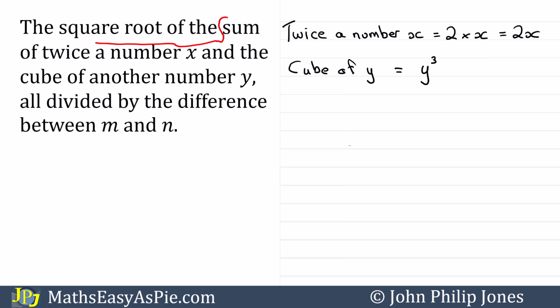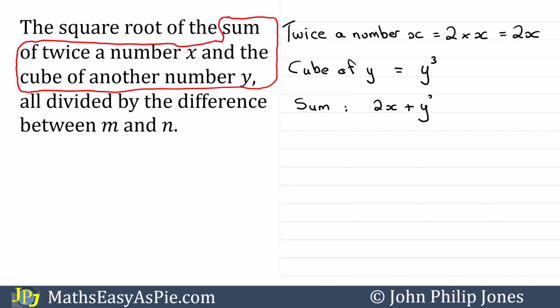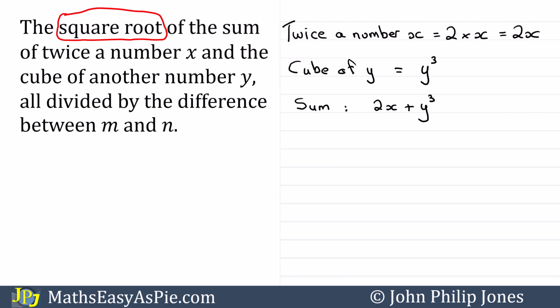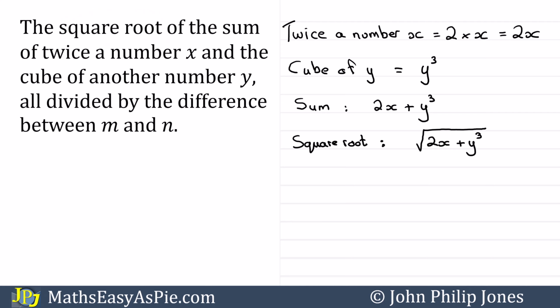Now, I'm going to highlight this in the text, and you can see it says sum of twice a number x and cube of another number y. And therefore, this sum we know is the 2x plus the y cubed. Of course, if you refer to the text, you can see we've got the square root of this sum. So we can write out the square root of the sum 2x plus y cubed. And you can see I've just put the symbol in for the square root.